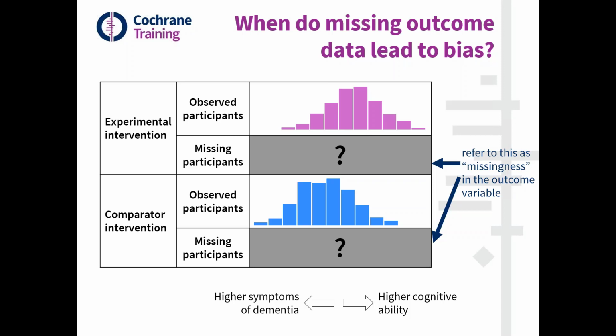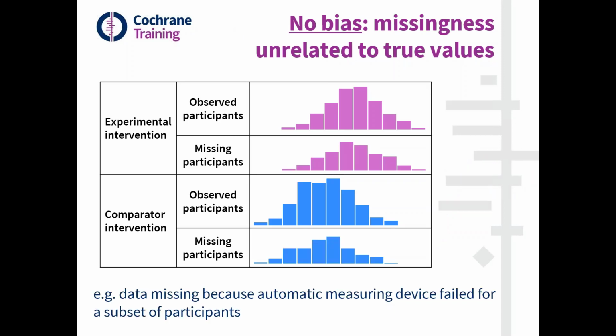Okay, so let me first show you a scenario where there is no bias. And that's a scenario that you probably could predict, where the outcomes in those who are missing are just the same as the outcomes in those that are observed. The missingness is unrelated to the true value. It doesn't matter what your level of cognition, you're just as likely to be missing from the study.